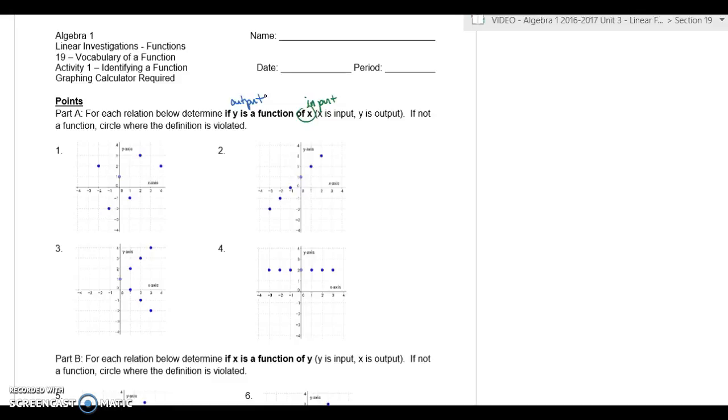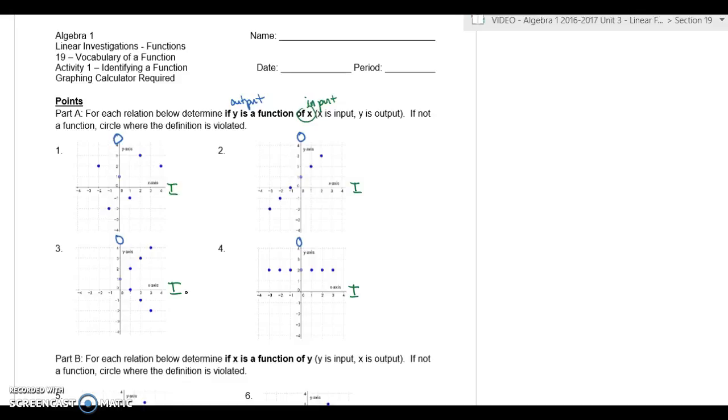Now, just like we did with the table, just like we did with the mapping diagram, I think until this is automatic, you're going to want to label your axes. So we said y is the output, and x is our input. So I want to label those axes as such. So here's what I'm looking at. I'm looking to see, do we have a relation where each input only has one output?